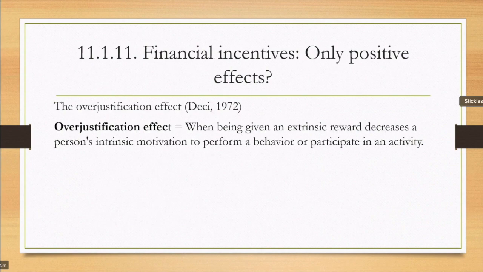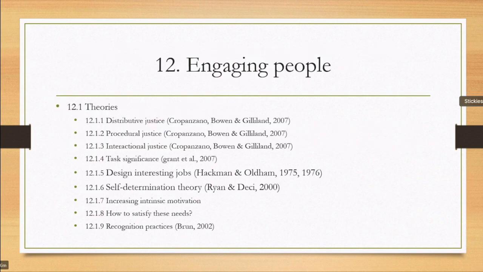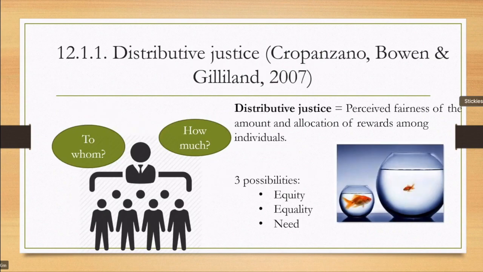Yes, so the over-justification effect, also self-explanatory, I think. Basically, extrinsic rewards decrease intrinsic motivation. Here we go, engaging people. So distributive justice is about pursuing fairness in the amount of reward allocated among individuals, for which we have three possibilities: equity, equality, and need. The distribution depends on how that works.